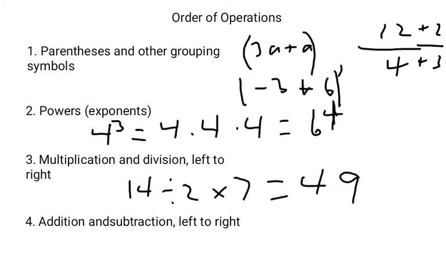And then addition and subtraction, left to right. Same idea. If subtraction comes first, you do that first. By the way, your logical reasoning would tell you if you've done numbers 1, 2, and 3, the only kind of thing you could have left to do is addition and subtraction. So you're kind of simplifying as you go.